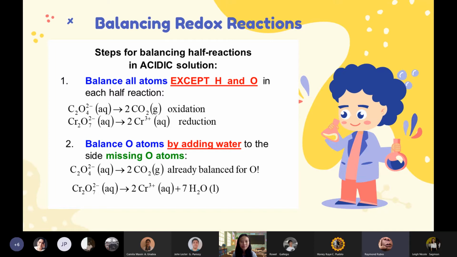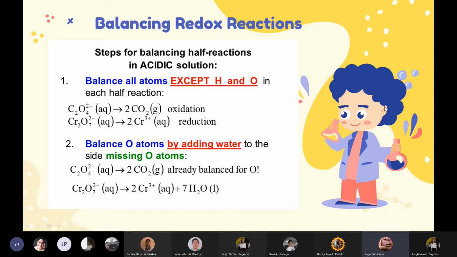First, imo i-separate ang each half reaction. So, per element imuhang pagbalance, or per reaction. In this case, carbon dioxide ang sa babaw, ang sa ubos kay chromium. So imo gi-divide, so that's C2O4 with a charge of -2. Then ang product is 2CO2 in a gaseous state.